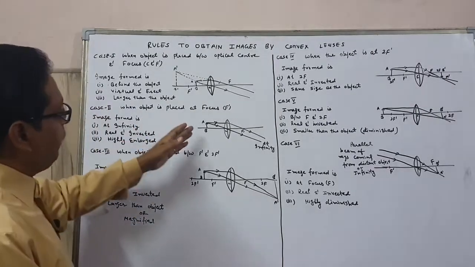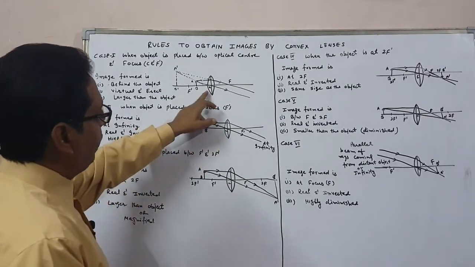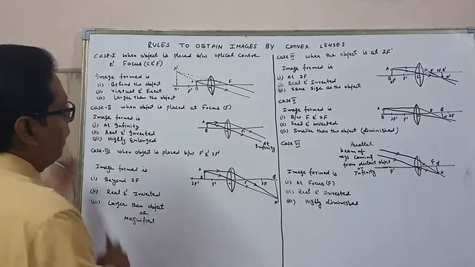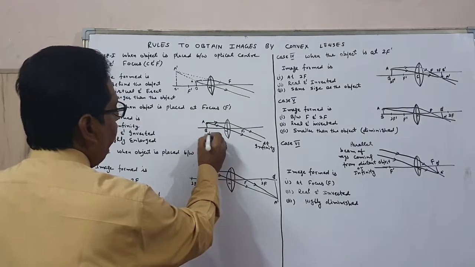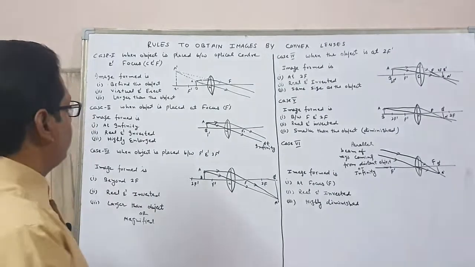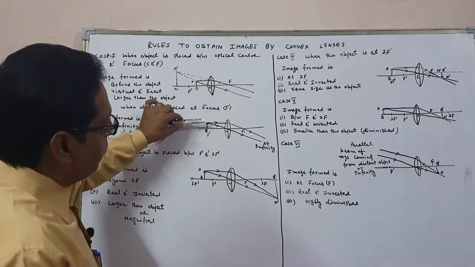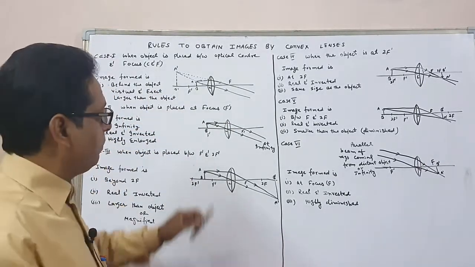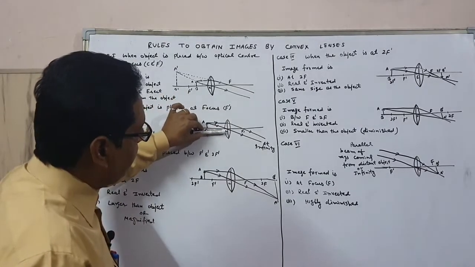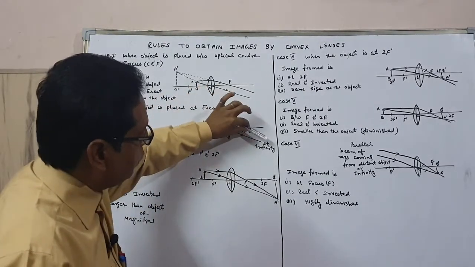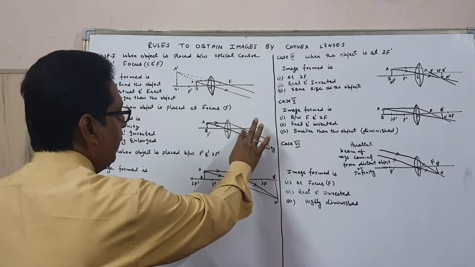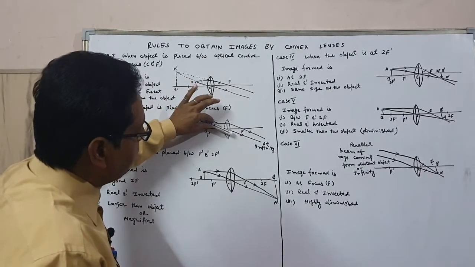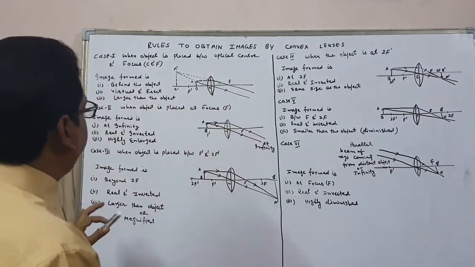In the next case, if we displace the position, the first case was lying between F and C, and in this case the object is to be placed at F, the focus. Similarly, as we have done, we have to draw two rays. One is parallel to the principal axis, and after refraction it will pass through the focus F. So this is focus F, right? And one ray will pass through the center, and it will be at infinity.